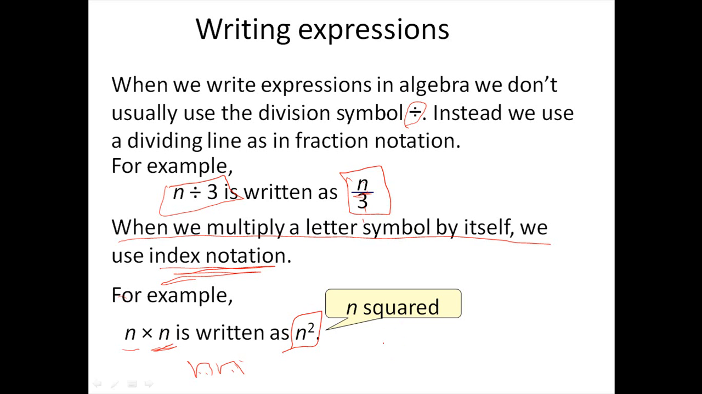So similarly, if I have n times n times n, I'm not going to write it out. No, I'm not going to write that. I'm going to write n, and I'm going to put a little 3 on top of it. It's called n cubed, or n to the power 3. That's called index notation.